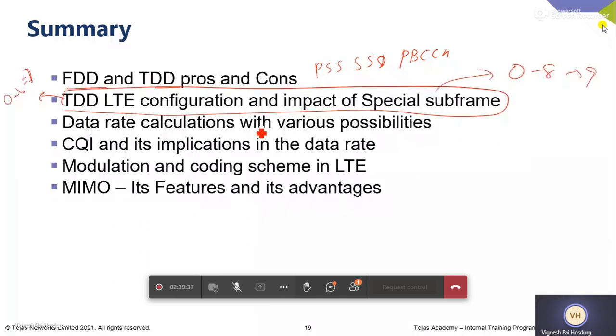We looked at what CQI is and its implications on the data rate. We looked at various modulation and coding schemes in LTE. We also looked at MIMO and the different variants in MIMO, for example SIMO, MISO, MIMO and SISO. We also looked at how MIMO doesn't always improve your throughput. We have diversity gain, which will increase your signal quality, and we have multiplexing gain, which will improve your actual throughput.